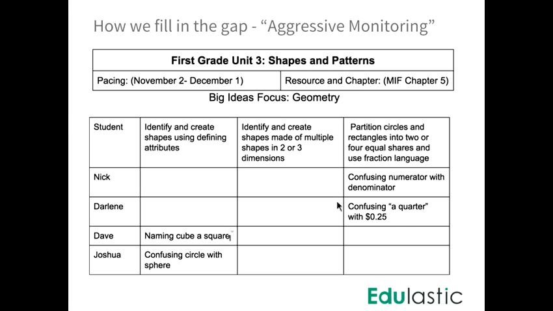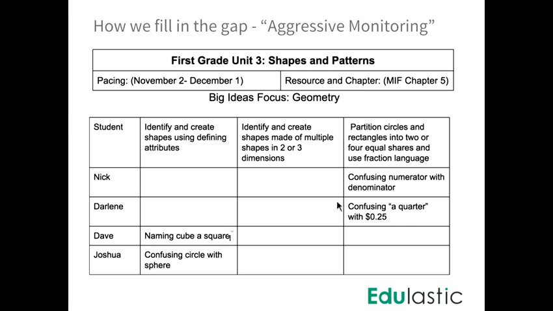So as students are taking these Elastic assessments, teachers have created a form we call our aggressive monitoring form. Essentially, this is a first grade unit 3, on shapes and patterns. There are three big ideas for the unit for geometry. If you look at the unit of geometry for first grade, it's an entire chapter 5, but really what's being assessed are these three big ideas. This is only 4 students in the class, but imagine you having 25.